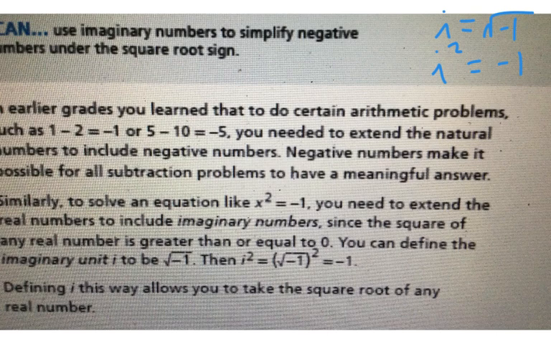This is the required standard I have to teach you in Algebra 1. That's the only thing with imaginary numbers that you're supposed to know leaving this year. Is that i squared is equal to -1. Okay?